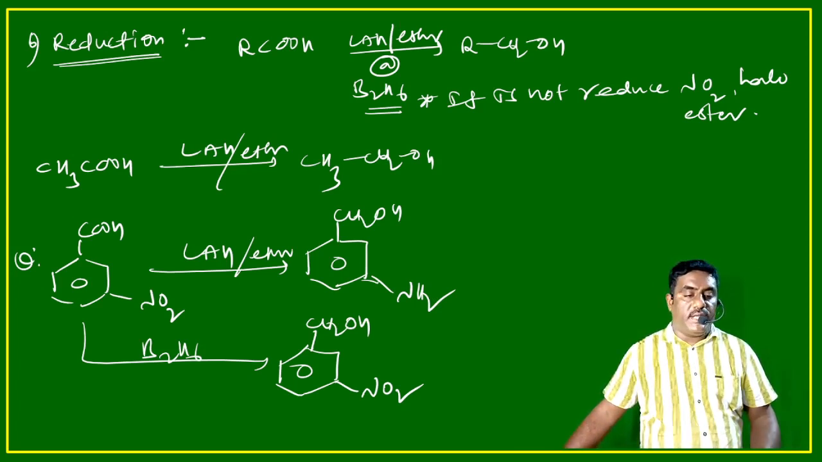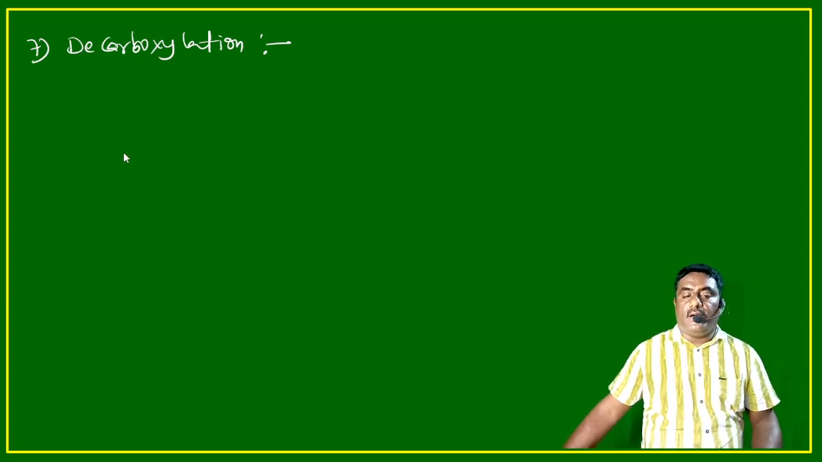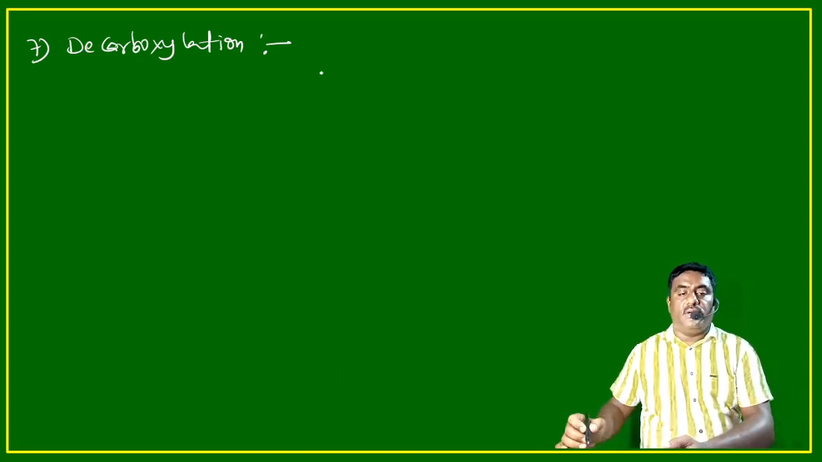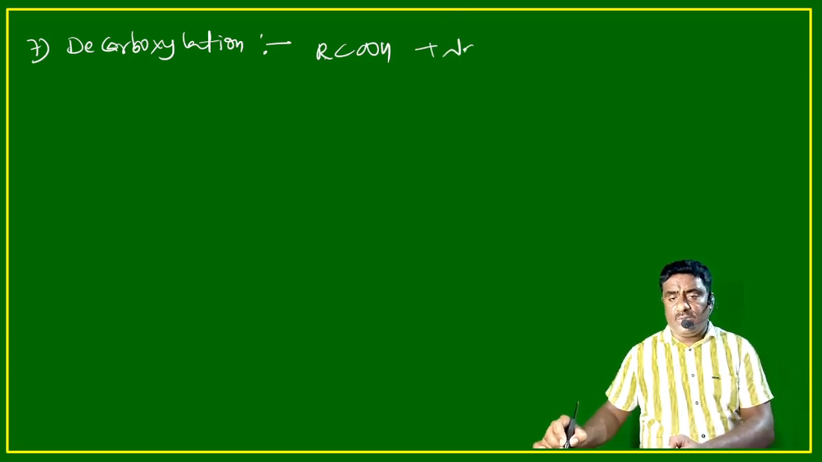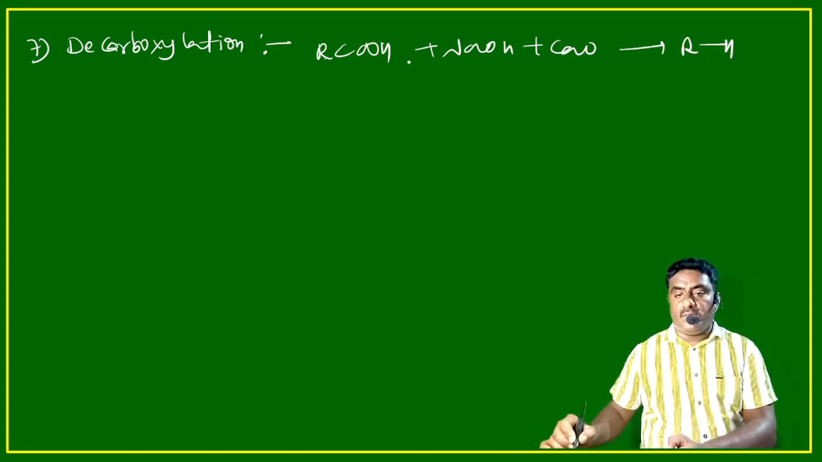Have a look at the next reaction: decarboxylation. What is decarboxylation? Removal of carbon dioxide from carboxylic acid. Have a look at RCOOH. What is the reagent? The reagent is soda lime, NaOH plus CaO. It gives what? Alkane.